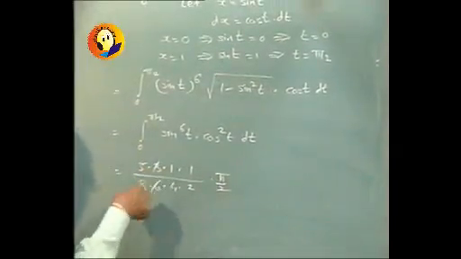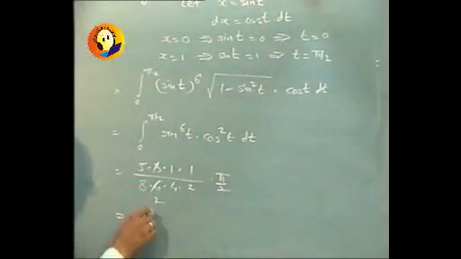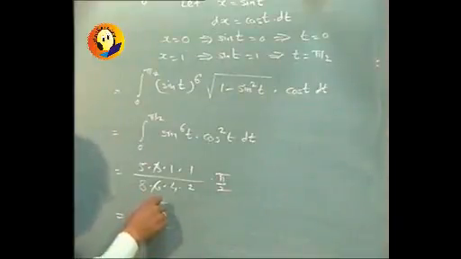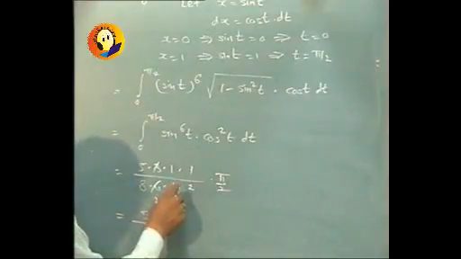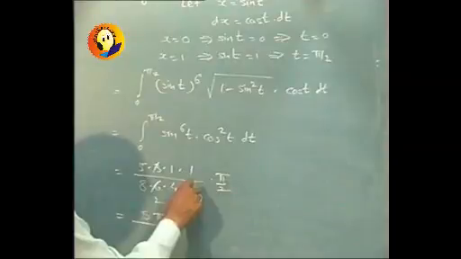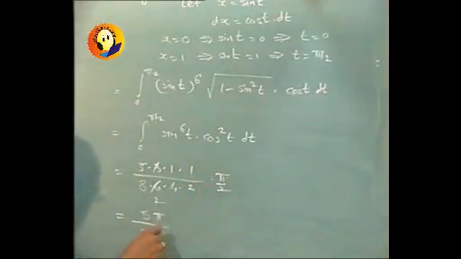So it is 5 pi upon, this is 16 into 4, 64, 128, 256, and that was the required right hand side.